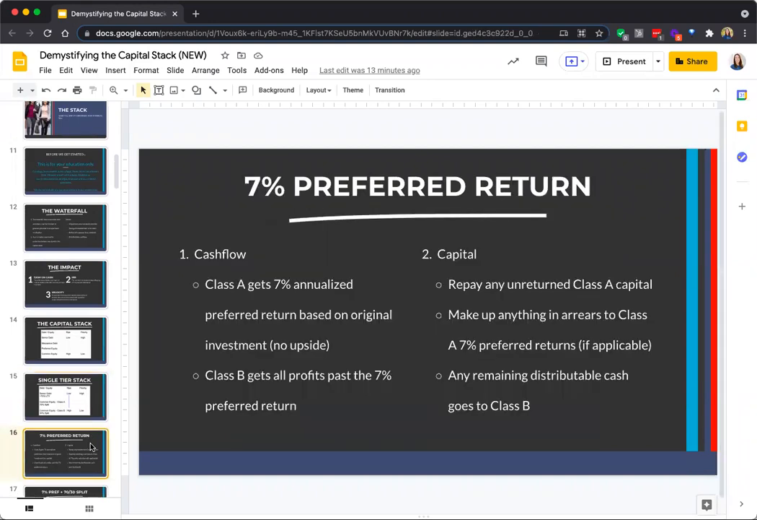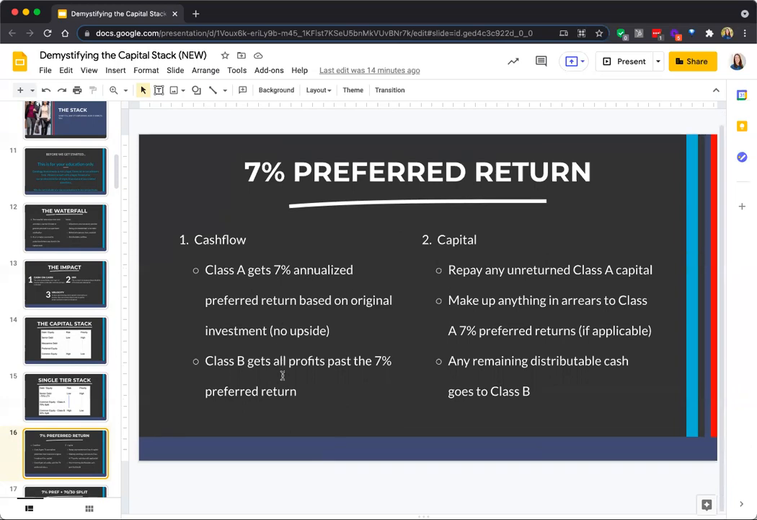Now, as I mentioned, you can have a few different nuances to a single tier stack. They might get a 7% preferred return. So in this example, class A gets a 7% annualized preferred return based on the original investment. And then class B profits from anything past the preferred return.